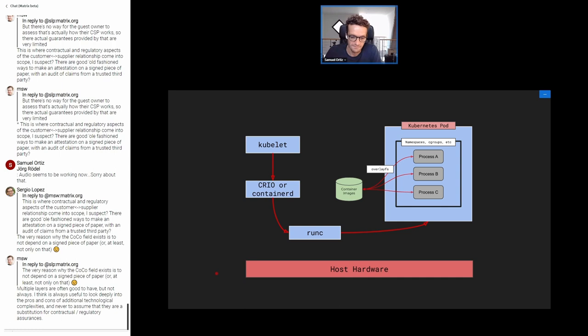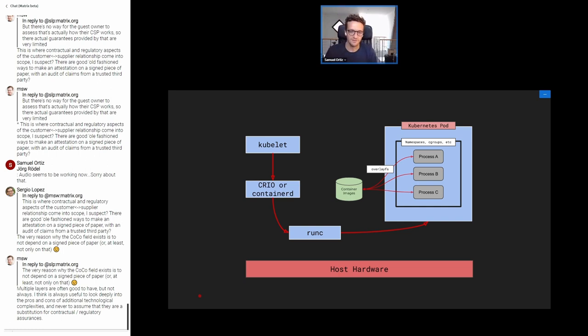And because I don't assume everyone on the call knows the Kubernetes architecture, I'm just going to give a very, very brief explanation of how things work with Kubernetes. As a reminder, Kubernetes is arguably the most deployed container orchestration layer out there. And so when we talk about deploying containers, deploying confidential containers, we usually mean that in the Kubernetes context.